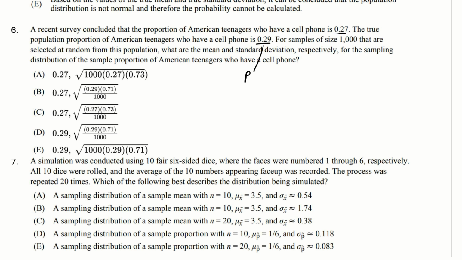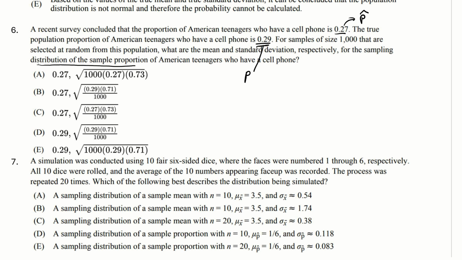All right, it says for samples of size 1,000 that are selected at random from this population, what are the mean and standard deviation respectively for the sampling distribution? So, okay, for the sampling distribution, the sample proportion. So they got a proportion of p hat. That's a specific value that they got, that they concluded based on their data. But the true value is 0.29.